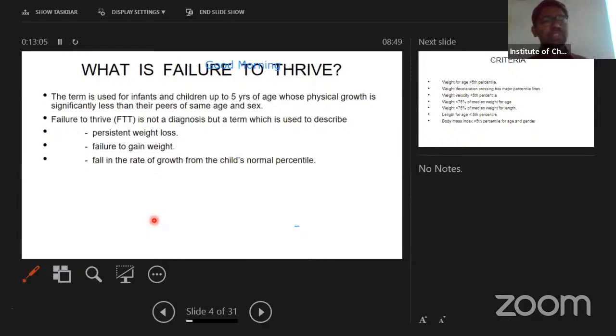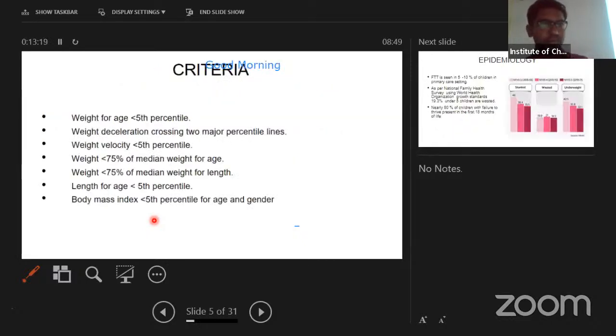The failure to thrive is described under persistent weight loss and failure to gain weight, or a fall in the rate of growth from the child's normal percentile. These are the criteria, any one of which should be fulfilled to say that the child is suffering from failure to thrive. Mainly, weight for age less than 5th percentile and weight deceleration crossing two major percentile values.